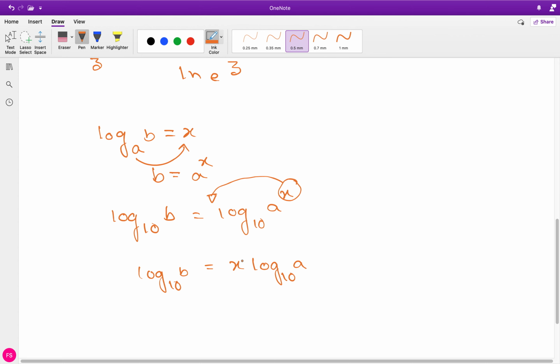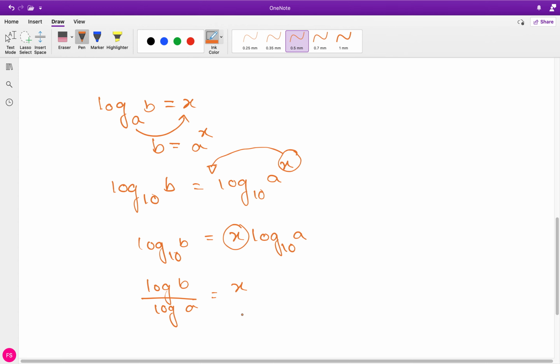How to calculate this x? You need to remove this and move it to the other side. So this side I'm going to have log of b over log of a. I don't need to write this 10, because if you write log and you don't write anything, that means the base is 10, equals x. Now what was this x? This x was this thing, right?